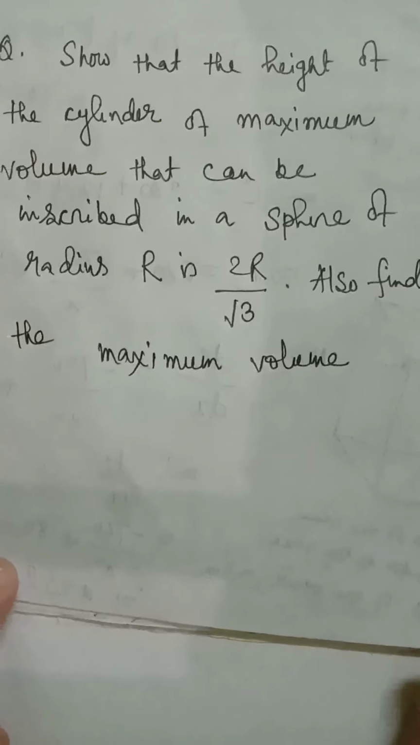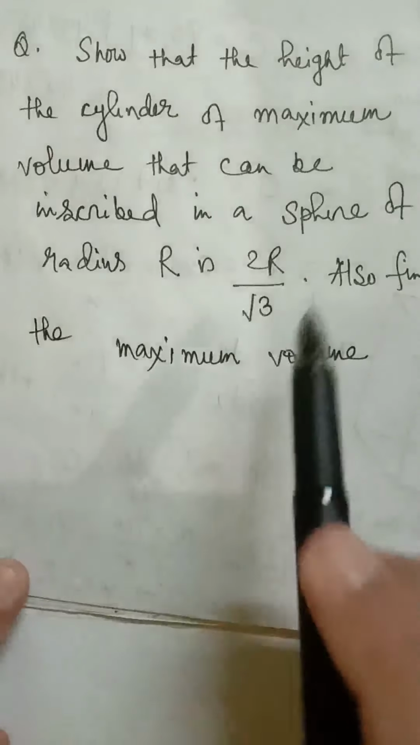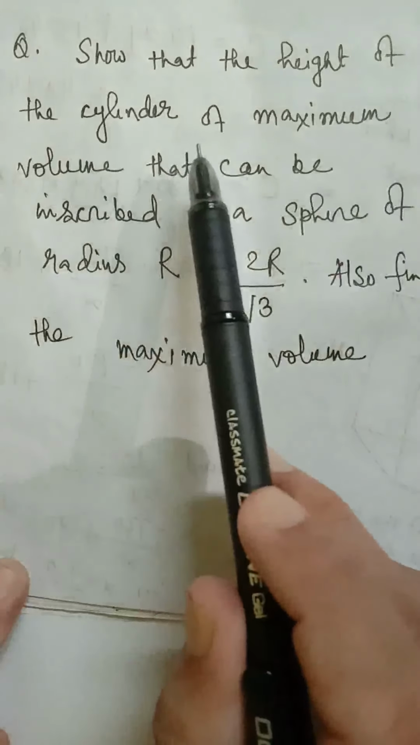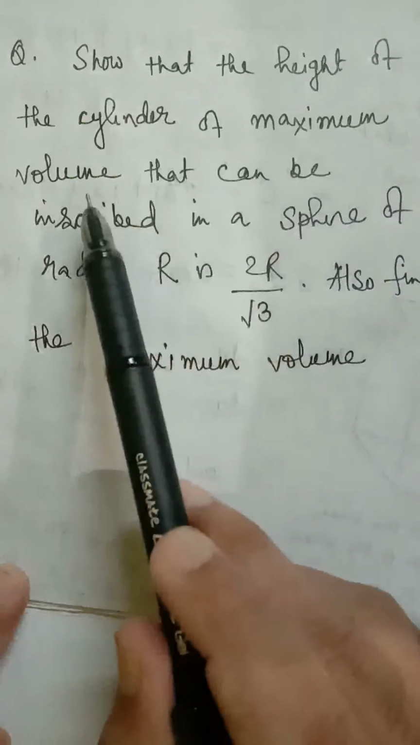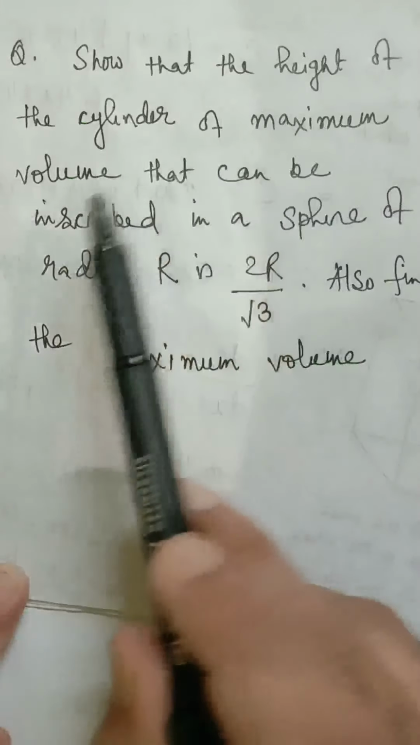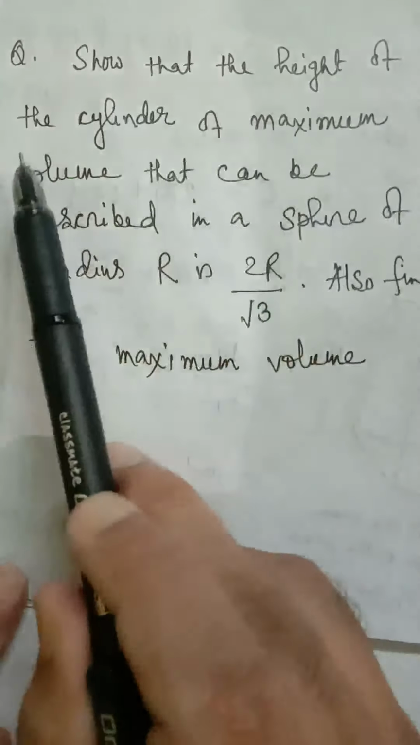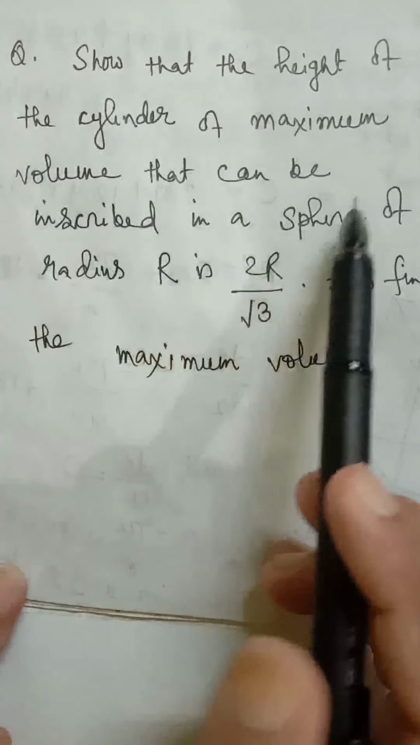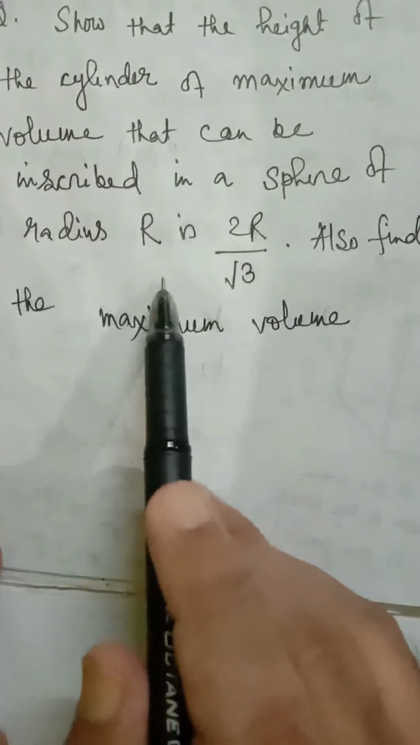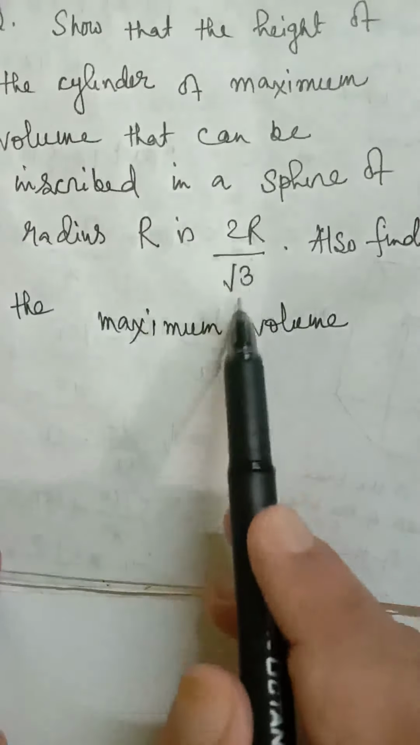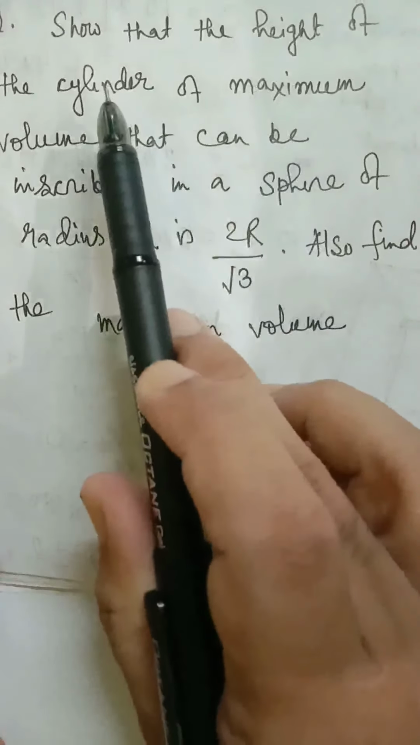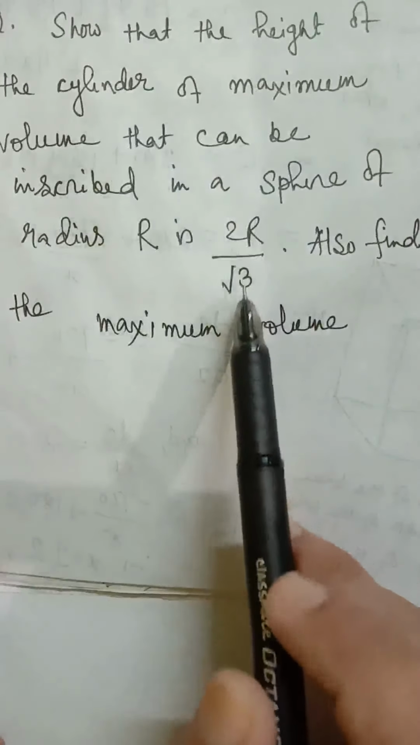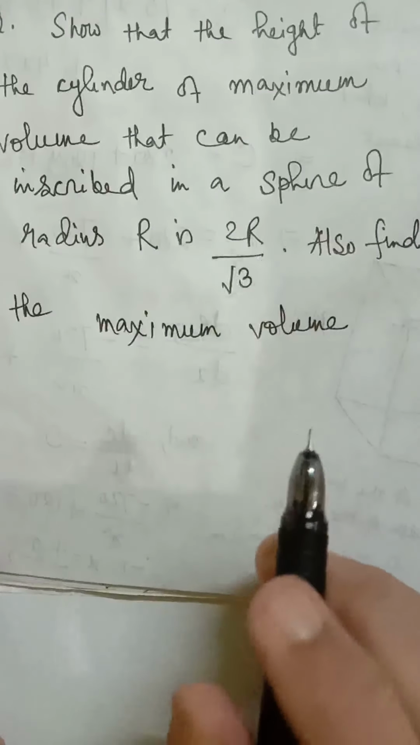Our next question is again from the NCERT book. Show that the height of the cylinder of maximum volume that can be inscribed in a sphere of radius R is twice R by root 3. Also find the maximum volume. Maximum volume means we have to show the volume of the cylinder will be maximum when its height is twice R by root 3.